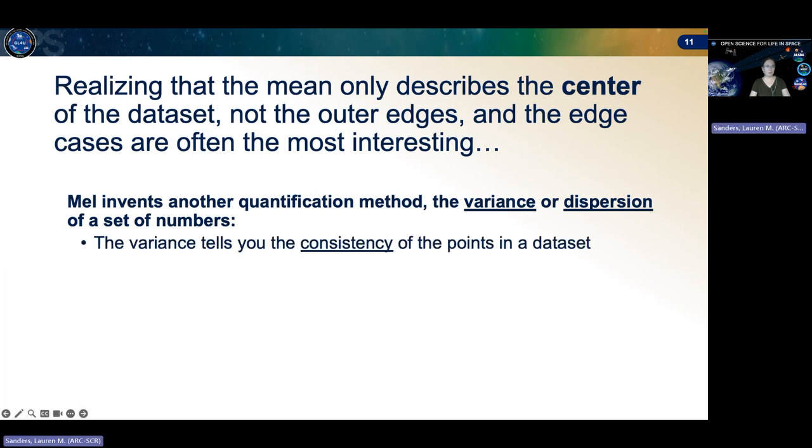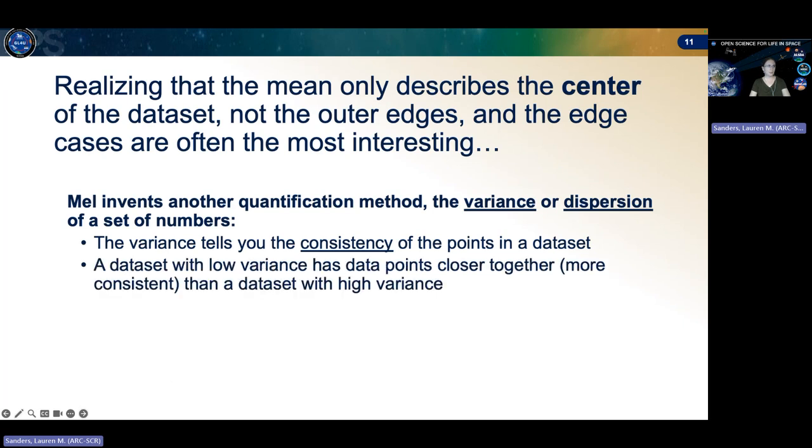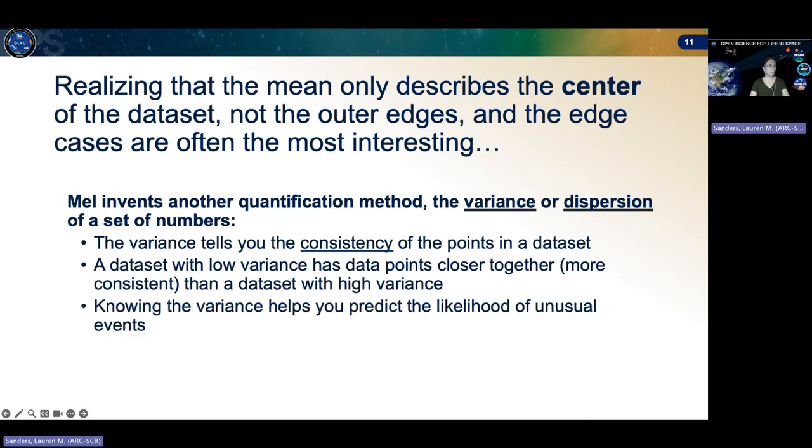So one way of thinking about variance is that it tells you the consistency of the points in a data set. So a data set with low variance is going to have data points closer together. It's going to be more consistent. A data set with high variance is going to have data points spread farther apart. And so knowing the variance helps you predict the likelihood of unusual events. If your data set's really consistent, the likelihood of unusual events goes down.